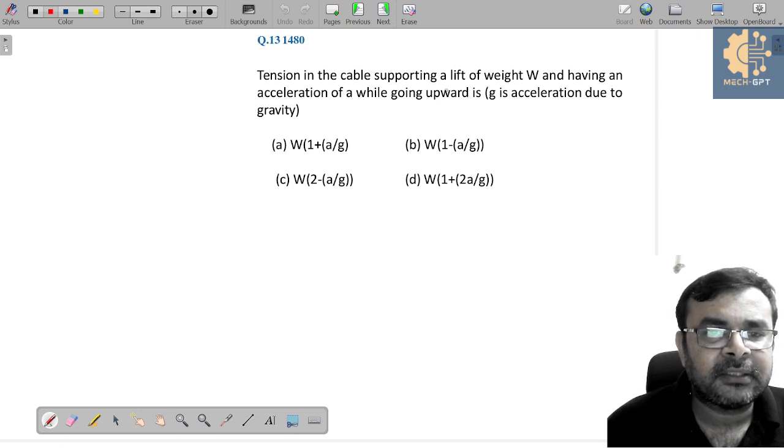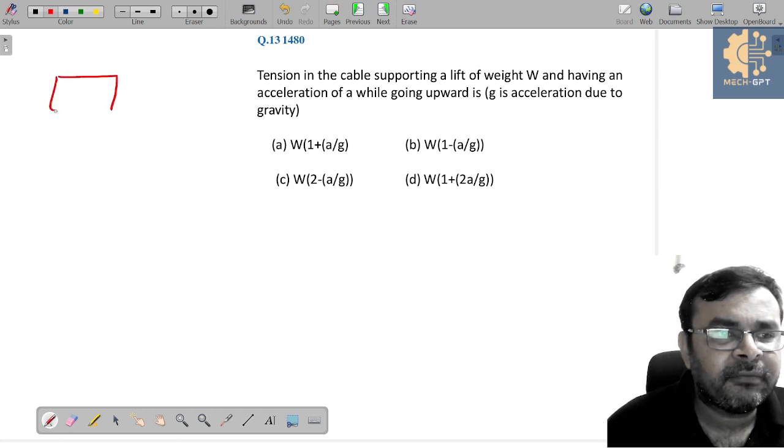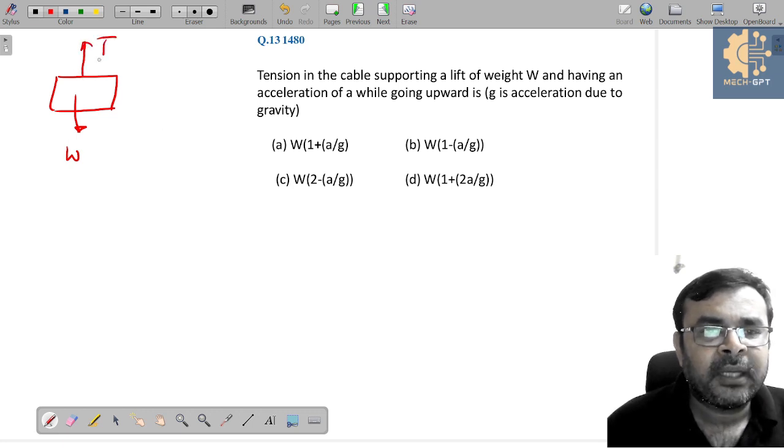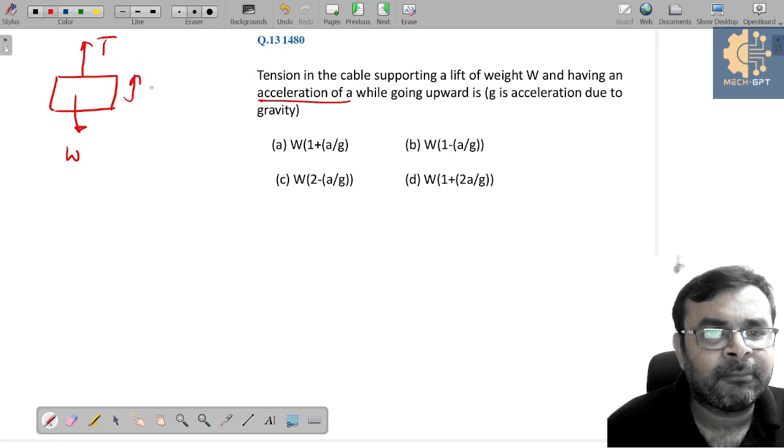Okay, so let's see another question. Tension in the cable supporting a lift of weight W and having an acceleration. You can see this is a lift whose weight is acting W, and tension in the cable supporting. You can see here we have tension T, and this is a cable, and W having an acceleration a while going upward. Yes, this lift is moving upward. So let's say acceleration is taken in the upward direction. Correct. So how much tension exists?